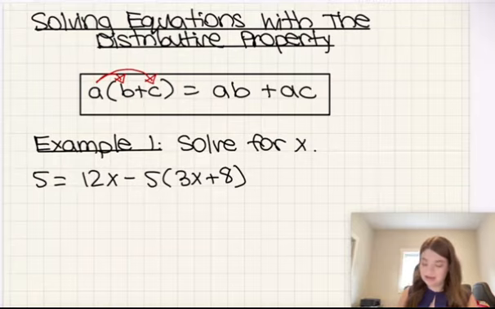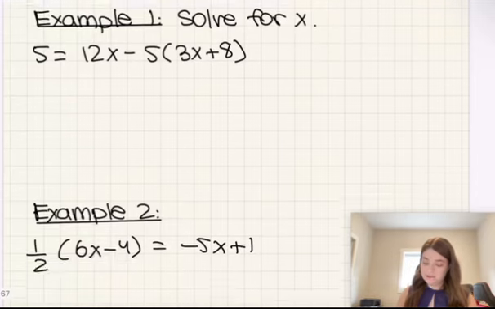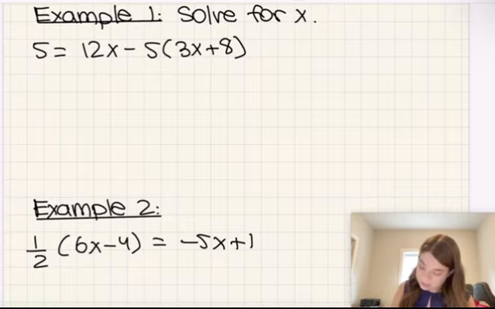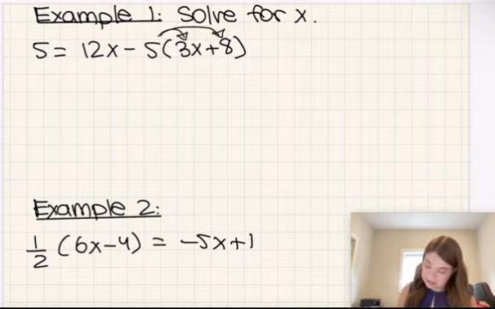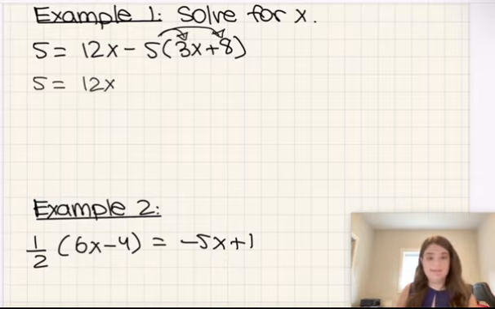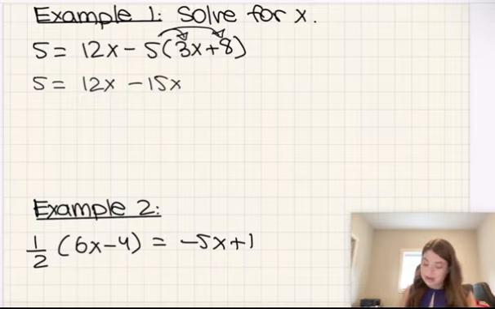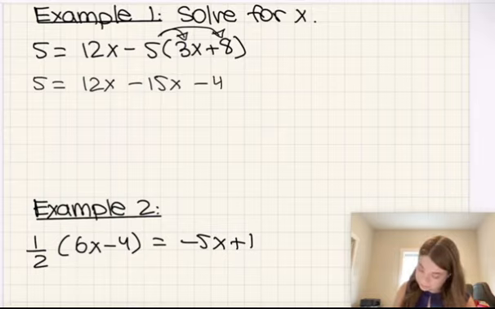So we're going to use all the techniques we've previously used, but we're also going to use the distributive property to solve this one. So for example, how would we solve something like this? I'm going to start with using the distributive property to distribute the negative 5 into 3x and also into 8. So my next line will be 5 is equal to 12x, so just copying. And then minus 5 times 3x, that's going to be minus 15x. And then negative 5 times 8 is negative 40, so minus 40.